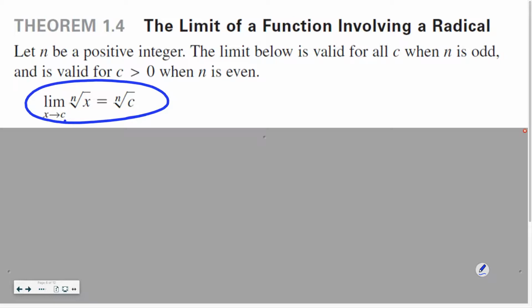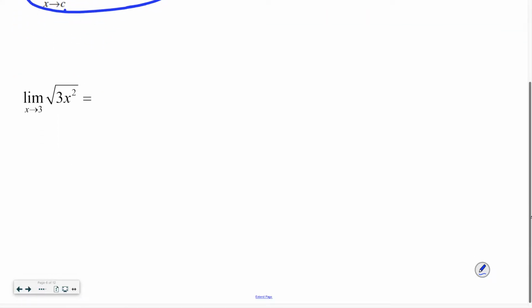Okay. With even radicals, we can't have negatives underneath. So if it's a square root or a fourth root, we can't have negatives underneath. Those are imaginary numbers. So just make sure that your c is in the domain. Okay? For example, we have the limit as x approaches 3 of the cubed root of 3x squared. It is safe to use direct substitution.